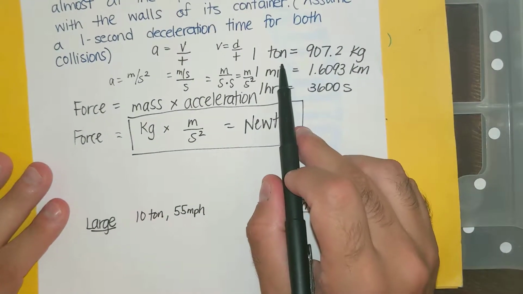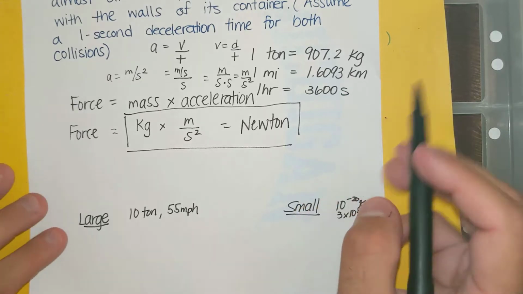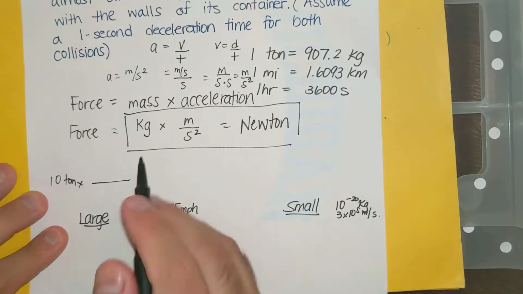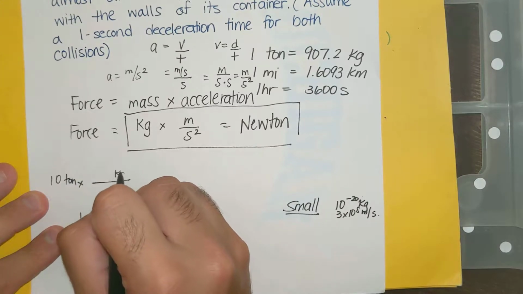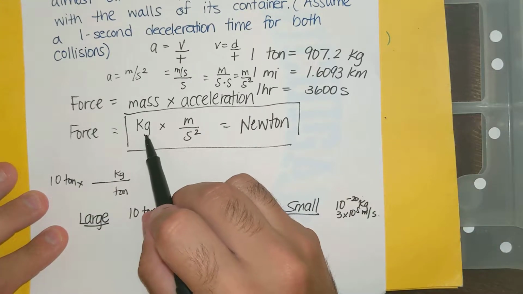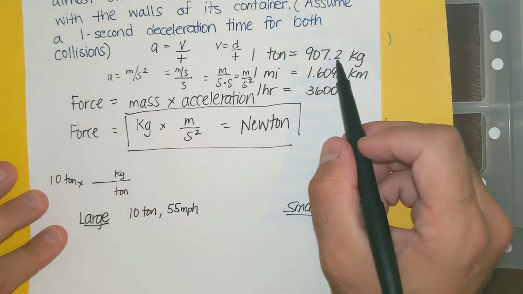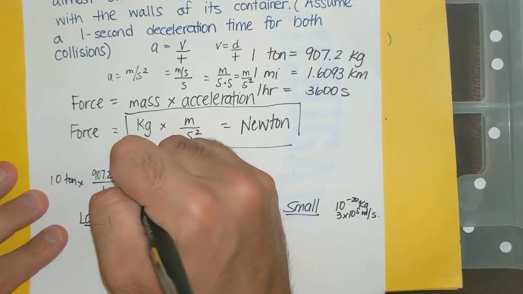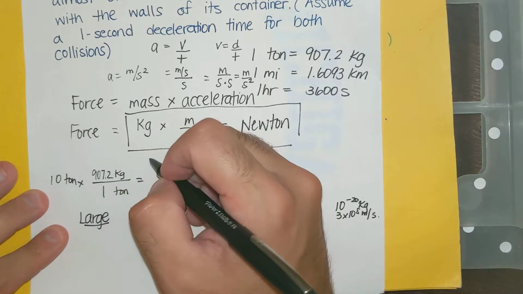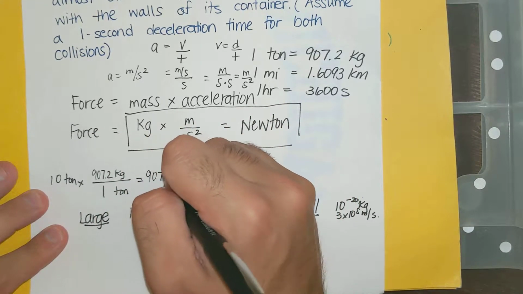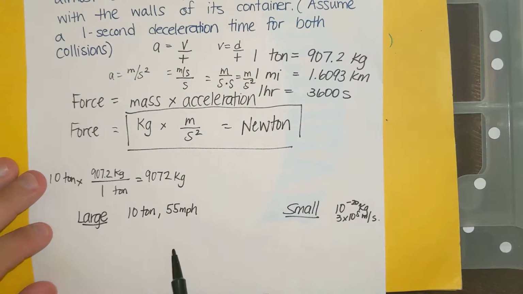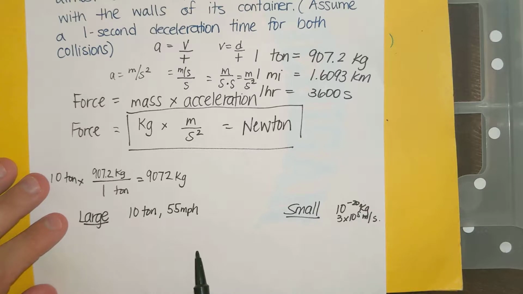I wrote down that 1 ton is 907.2 kilograms. So 10 tons times, if I'm doing dimensional analysis, ton goes on the bottom. Kilogram is what I want. Why do I want kilograms? Because that's our SI unit for mass. So 907.2 kilograms goes on top, 1 ton on the bottom. I get 9,072 kilograms.